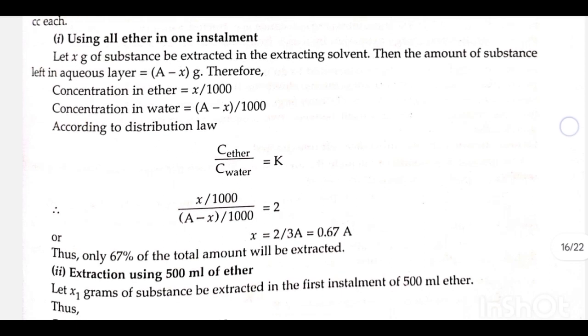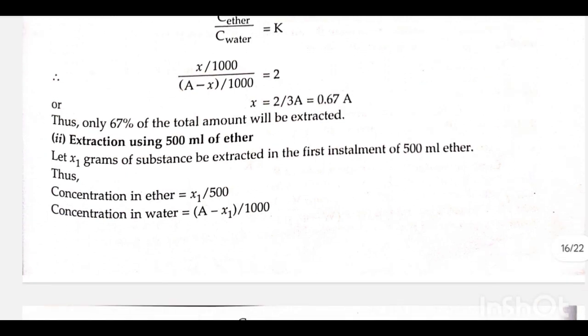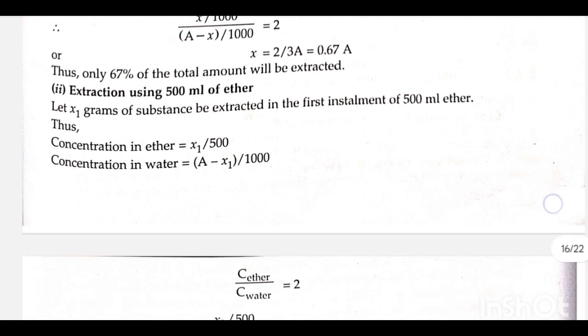Number 1: using all ether in 1 installment. Let X g of substance be extracted in the extracting solvent, then the amount of substance left in aqueous layer is equal to A minus X gram. Therefore, concentration in ether is X upon 1000, concentration in water is A minus X upon 1000. According to distribution law, C ether upon C water is equal to K. X upon 1000 upon A minus X upon 1000 is equal to 2. X is equal to 2 by 3 A, which is 0.67 A. Thus, only 67% of total amount will be extracted.